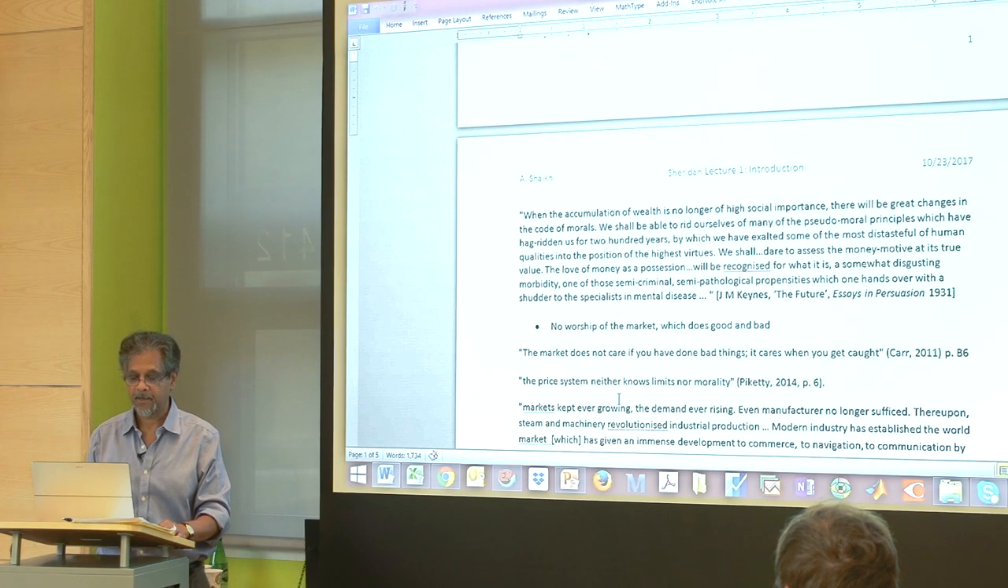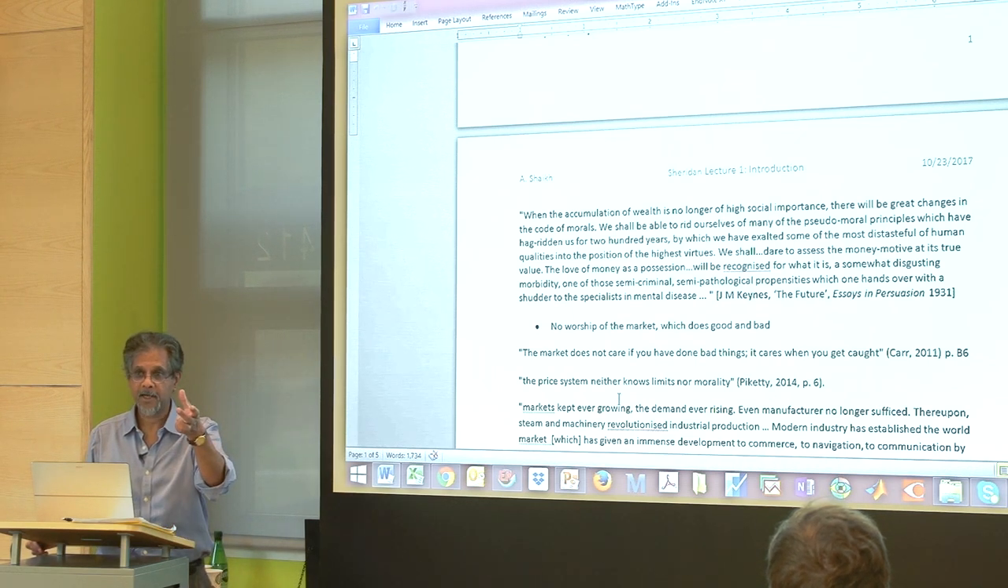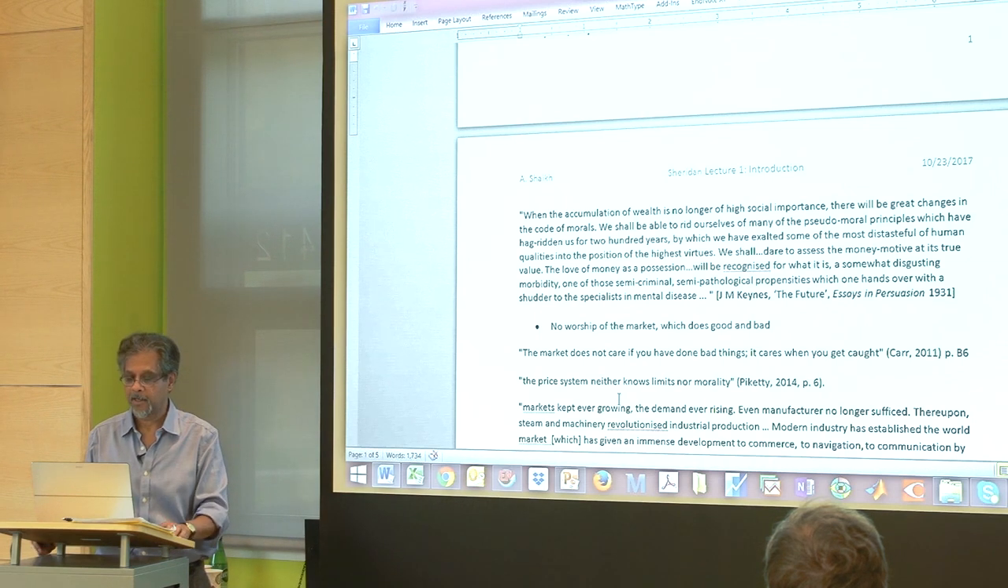Here's, how about Keynes? When the accumulation of wealth is no longer of high social importance, there will be great changes in the code of morals. We shall be able to rid ourselves of the many pseudo-moral principles which have hag-ridden us for 200 years. 200 years, by the way, is the time span of capitalism. He's not talking abstractly here. By which we have exalted some of the most distasteful of human qualities into the position of highest virtues. We shall dare to assess the money motive at its true value. The love of money as a possession will be recognized for what it is, a somewhat disgusting morbidity, one of those semi-criminal, semi-pathological propensities which one hands over with a shudder to the specialist in mental disease.